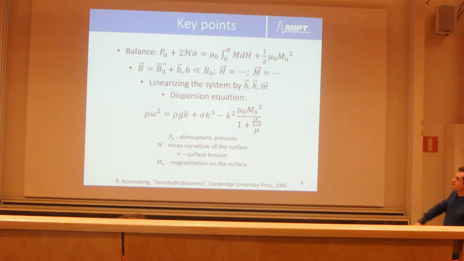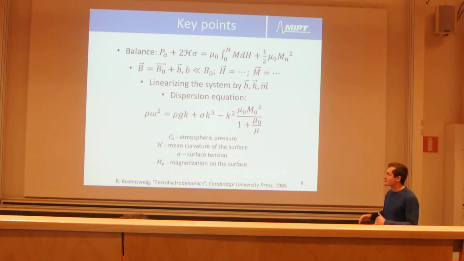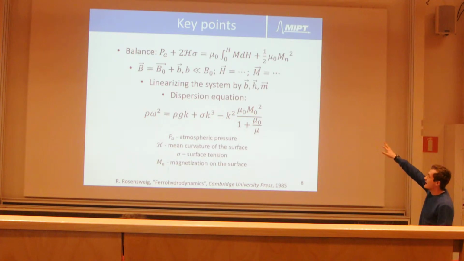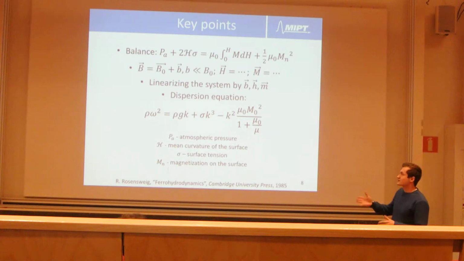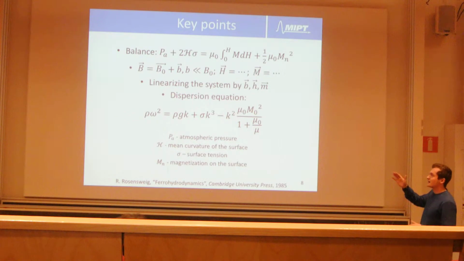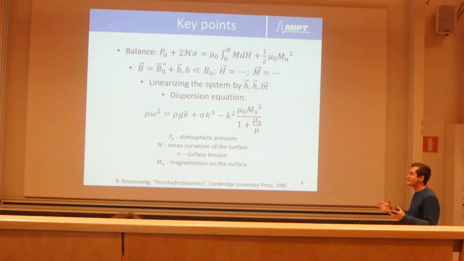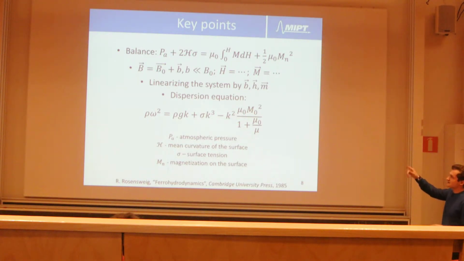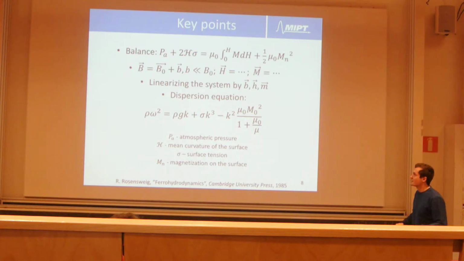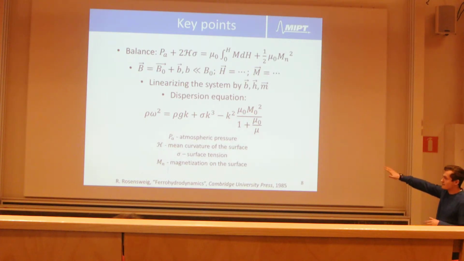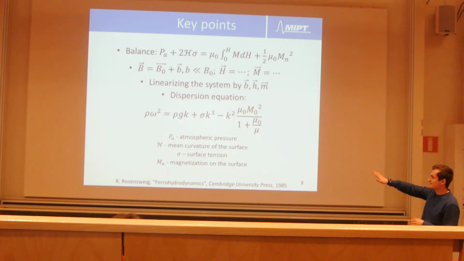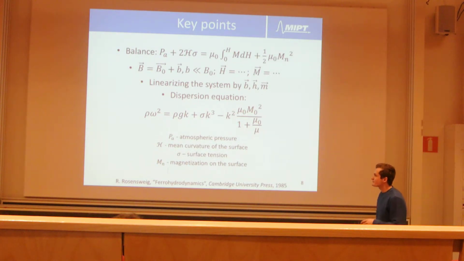The first one is balance of pressure, where capital H is the mean curvature of the surface, and M sub n is the magnetization on the surface. The second point is linearization: representing the B field, H field, and magnetization as a sum of two vectors, where the lowercase b, h and m are much smaller than B sub 0 and accordingly H and M. Then the system is linearized by b, h and m, and here we come to the most interesting thing in this analysis, the dispersion equation.